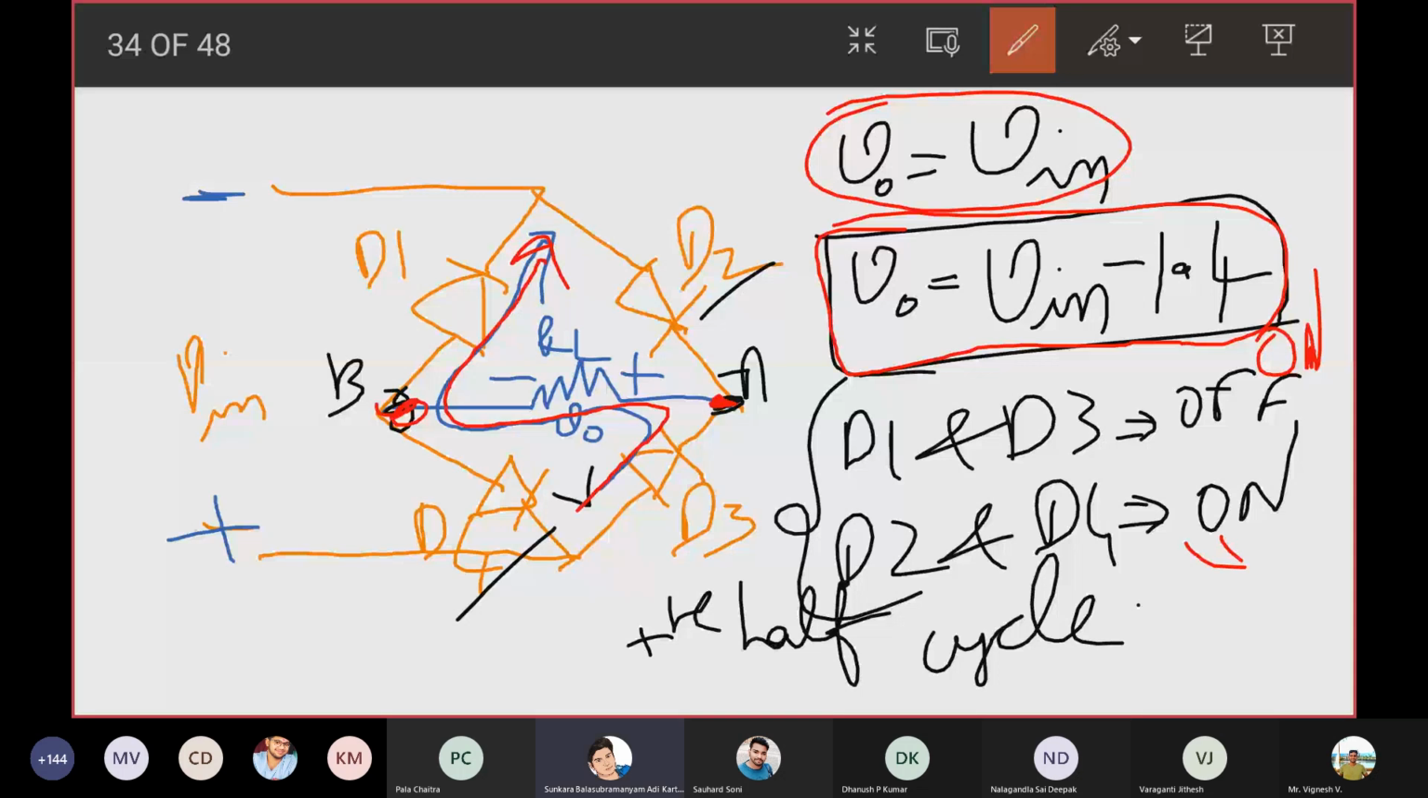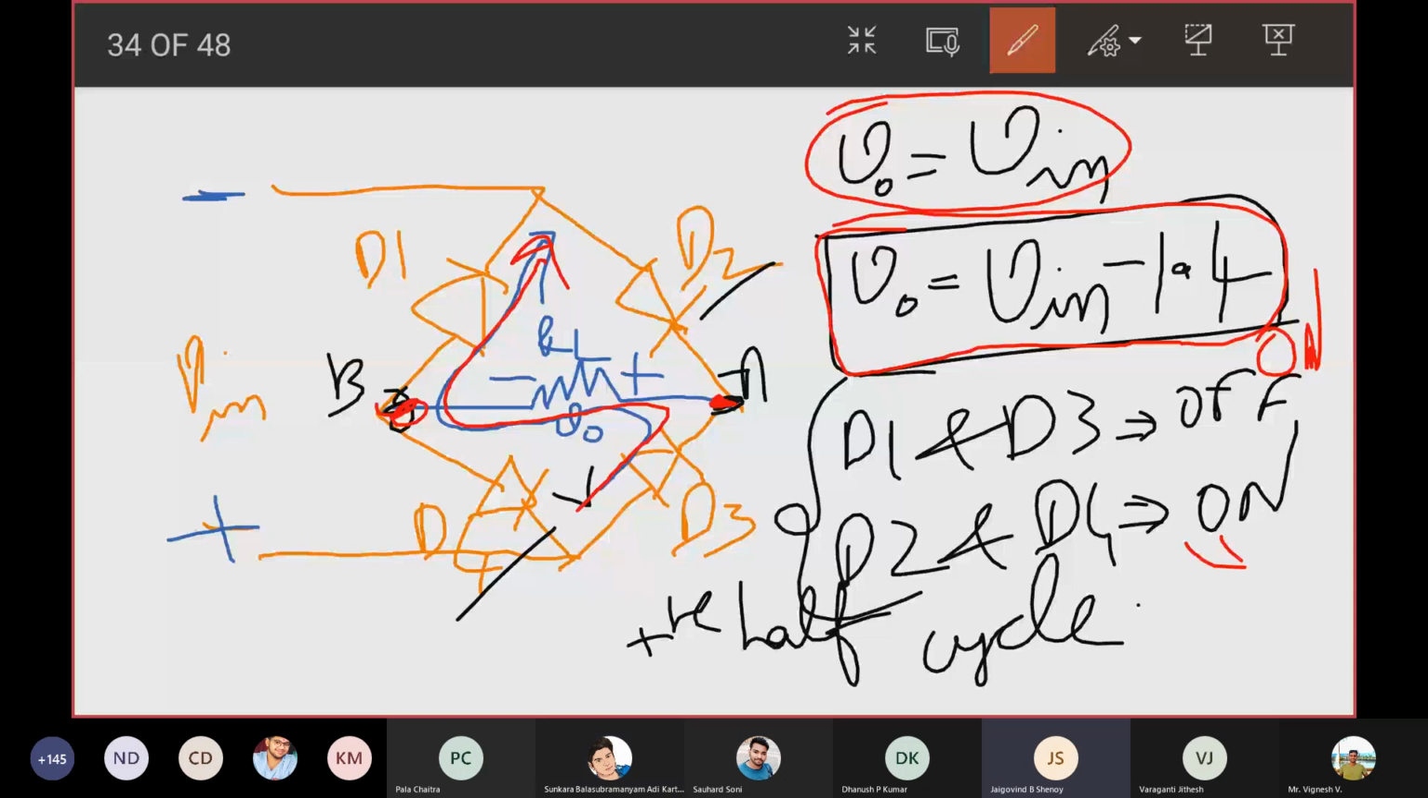At V in, the positive and negative has changed now, sir. Yes, that has changed. That's the reason D3 and D1 are on. Because this terminal is positive. If this terminal is positive, D3 is on, right? And if this terminal is negative, then D1 is on, right? So the current flow direction is this. Did you understand? Yes, sir. Got it.